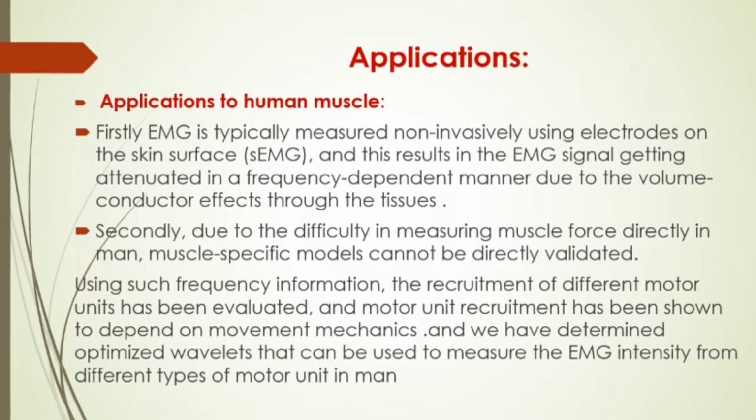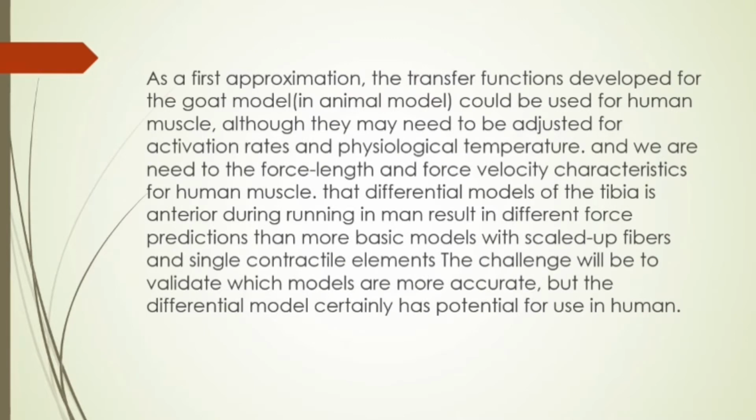By using such frequency information, the recruitment of different motor units has been evaluated, and motor unit recruitment has been shown to depend on movement mechanics. And we have determined optimized wavelets that can be used to measure the EMG intensity from different types of motor units in man. As a first approximation, the transfer functions developed for the GOT model could be used for human muscle, although they may need to be adjusted for activation rates and physiological temperature, and we need the force-length and force-velocity characteristics for human muscle.